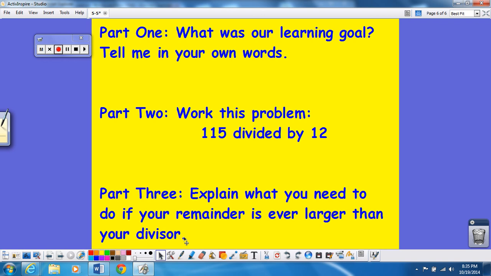All right, part 2 in your video, I would simply like you to write this problem down and work it on the section that says part 2. 115 divided by 12. Pause the video.